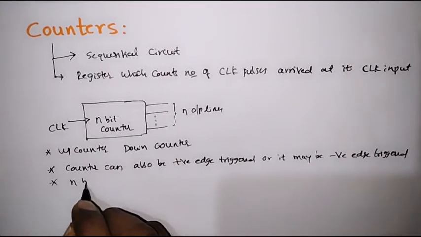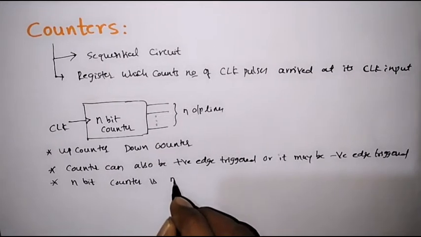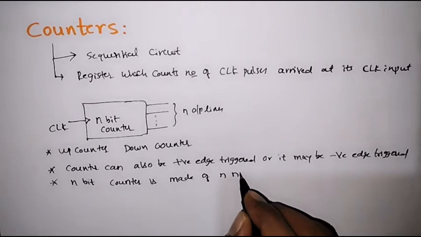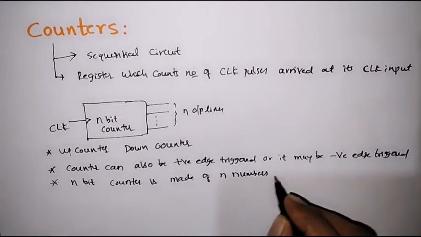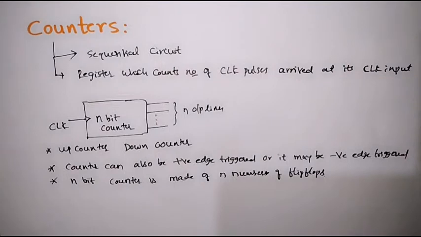An n-bit counter is made of n number of flip-flops. That is, a 2-bit counter has 2 flip-flops. Similarly, a 3-bit counter has 3 flip-flops. So in general, an n-bit counter has n number of flip-flops.